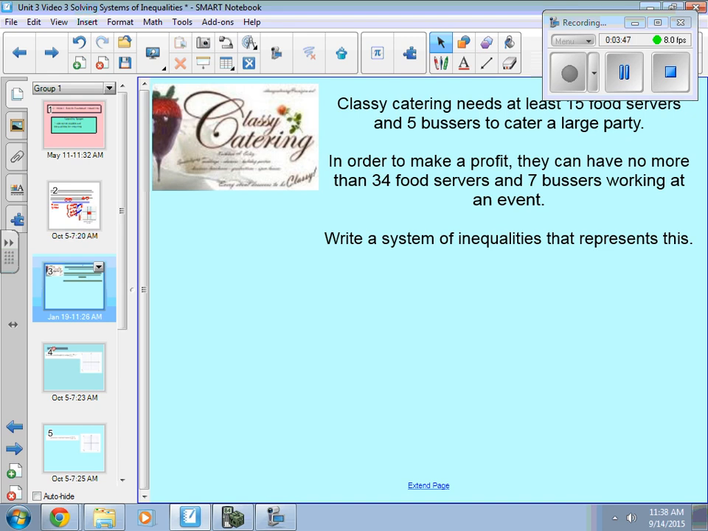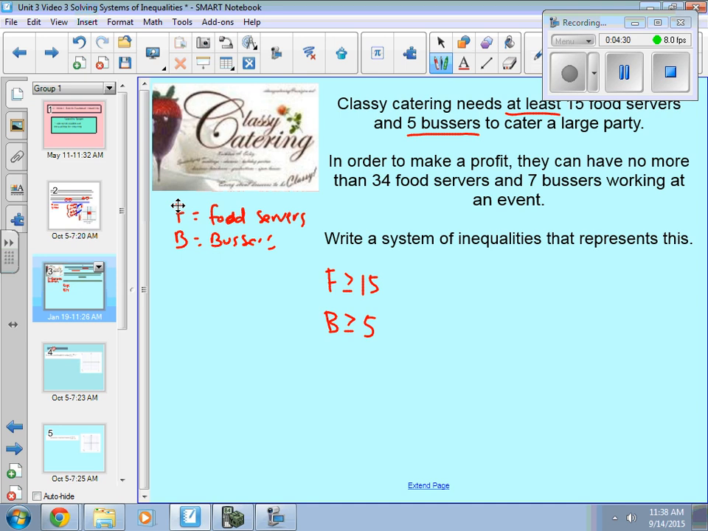All right, so let's make it easy on ourselves. Let's use F for the food servers. And let's use B for the bussers. Okay, so let's see if we can write some inequalities here. We know Classy Catering needs at least, that's a key word we've had before, 15 food servers. At least means equal to or more. So one inequality we can get from that is that F has to be greater than or equal to 15. Okay, and they need at least 5 bussers. So again, we want to use greater than or equal to for bussers. We need to have at least 5 in order to cater a party.